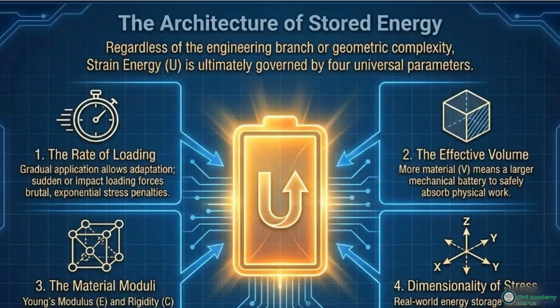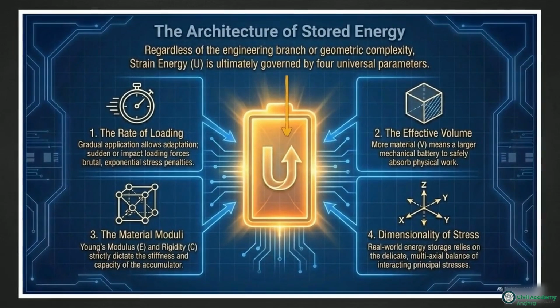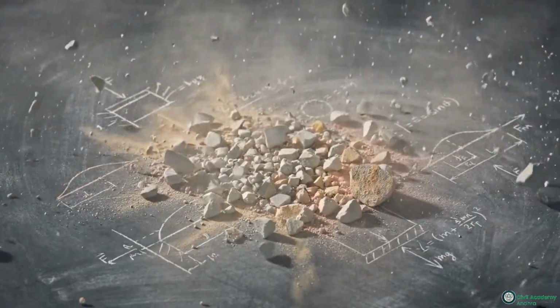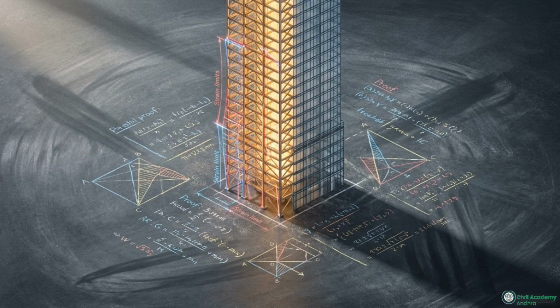It's a dynamic equilibrium, governed by this energy architecture schematic. We define our battery by securing the right effective volume and material moduli, then cross-reference those against the dimensionality of stress and the unforgiving rate of loading. Overcharge the battery beyond its proof resilience, and the material violently returns the energy it can no longer safely hold. By mastering the precise mathematics of strain energy, structural engineers ensure the physical world's kinetic environment remains standing.